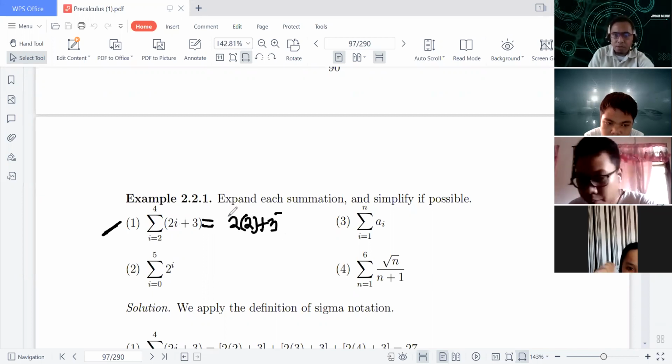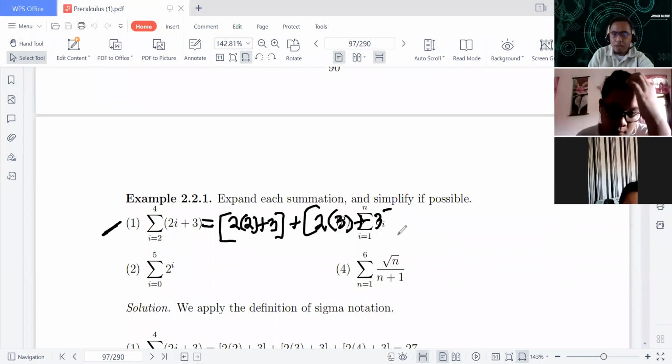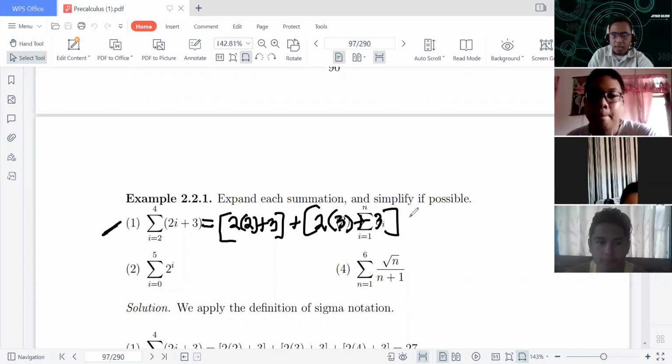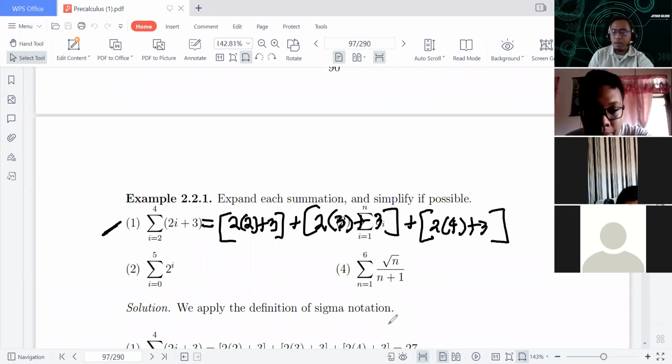That is for the first term, because your first term is 2 and you will end at 4. So the next term should be 2 times 3 plus 3. Why do I write 3 here? Because my i this time is 3. A while ago, my i was 2. And for the last term, when i is 4, it will be 2 times 4 plus 3.